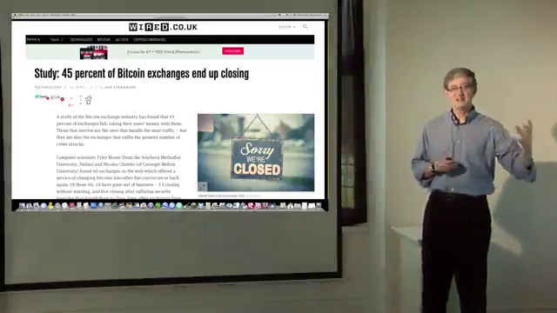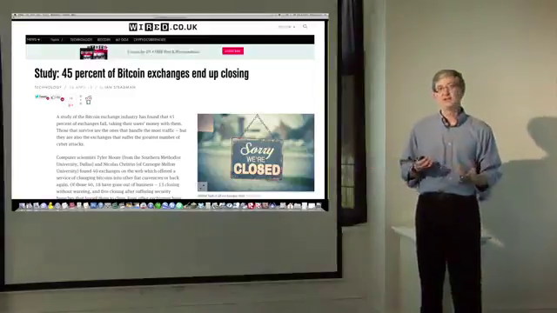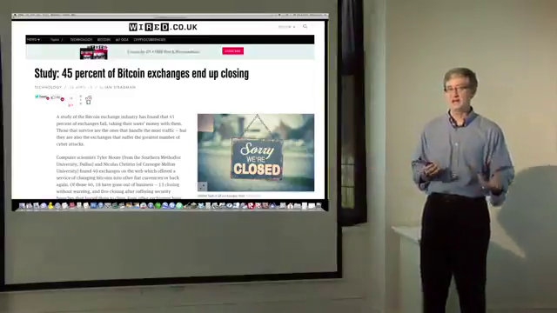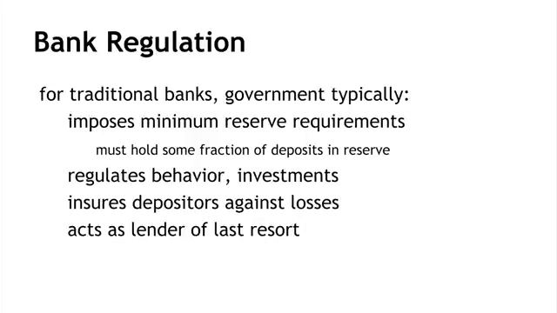Now, connecting this back to banks, we don't see a 45% failure rate for banks in most developed countries. And the reason for that partly is because of regulation. For traditional banks, government regulates in various ways. The first thing that governments do is they often impose a minimum reserve requirement. In the US, this is typically 3 to 10% of demand deposits a bank is required to have in liquid form so that it can deal with the surge of withdrawals if that happens.